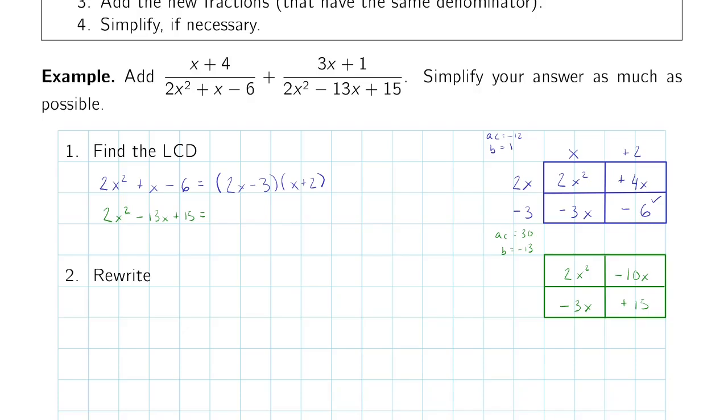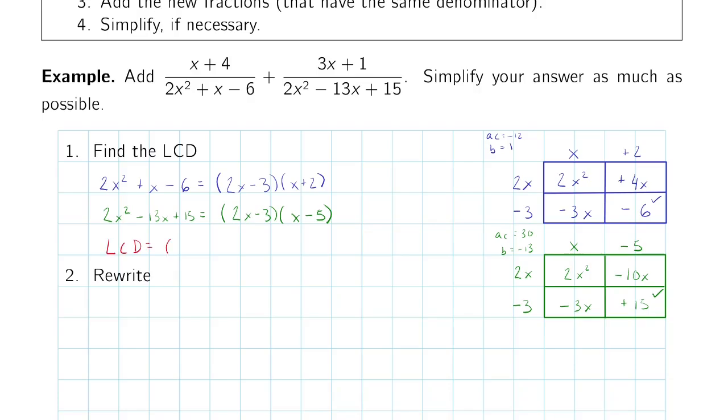First row, I've got a common factor of 2x. 2x times x is 2x squared. 2x times negative 5 is negative 10x. X times negative 3 is negative 3x. And then negative 3 times negative 5 really is positive 15. So my second denominator factors as 2x minus 3 times x minus 5.